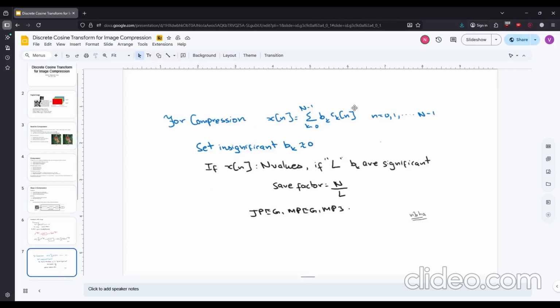For compression, we again express the signal as a weighted sum of the basis signals, but throw away the coefficients that are insignificant by setting b_k to 0. If x[n] has N values and only L values are significant, then we can say the save factor is N by L. This is the concept behind compression formats like JPEG, MP3.